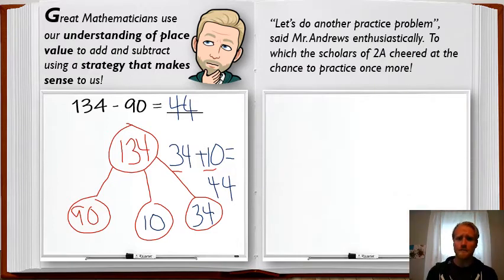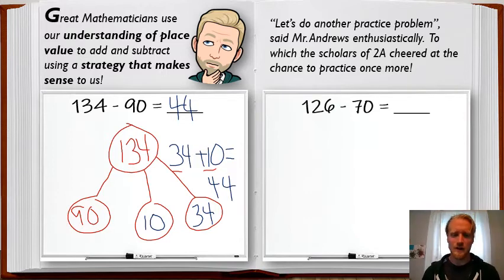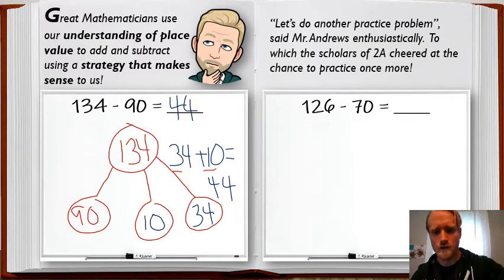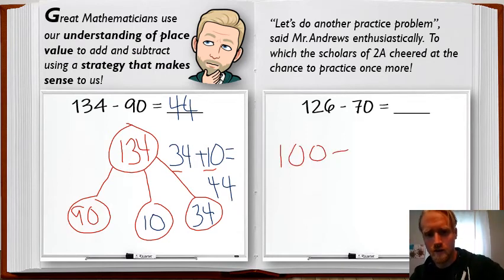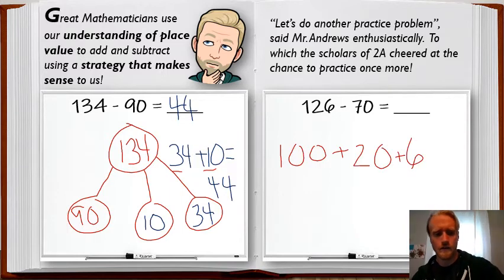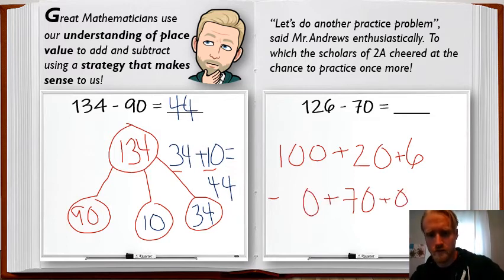Let's do another practice problem, said Mr. Andrews enthusiastically, to which the scholars of 2A cheered at the chance to practice once more. Let's now take a look at this next problem and use a strategy that we are more familiar with. Our problem today is 126 minus 70. For this problem, we're going to jump in using expanded form. So I'm going to break up 126 into what? You got it, 100 plus 20 plus 6. And 70 gets just broken up into 70 plus 0. There's nothing in the hundreds place. We can even write that in.